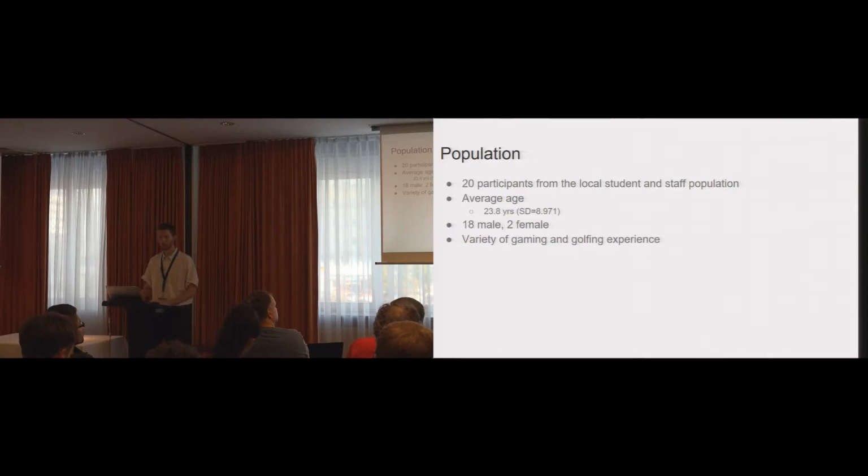So for our population of the study, we had 20 participants from the local student and staff population. Their average age was about 23.8 years, and we had 18 male and 2 female participants. They had a variety of gaming and golfing experience. It wasn't an even distribution, but we did have examples from all sorts of experience levels.